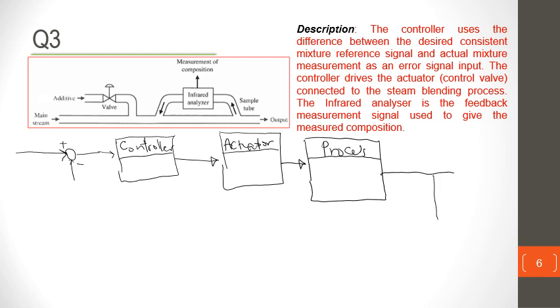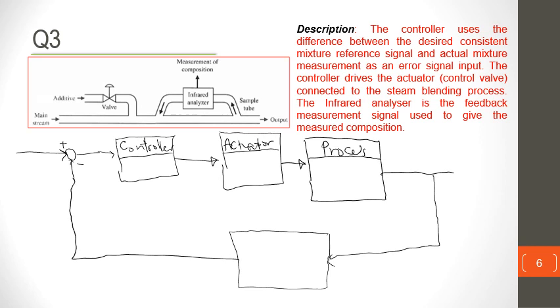And then within the process, we have a feedback signal. The feedback signal goes all the way back next to the input. So we have a measurement element here. I'll just write measurement. And so we have now explained that the main input, the reference signal, should be a consistent mixture, the consistent mixture or consistent blend, and the output itself should be the actual mixture that you're getting.